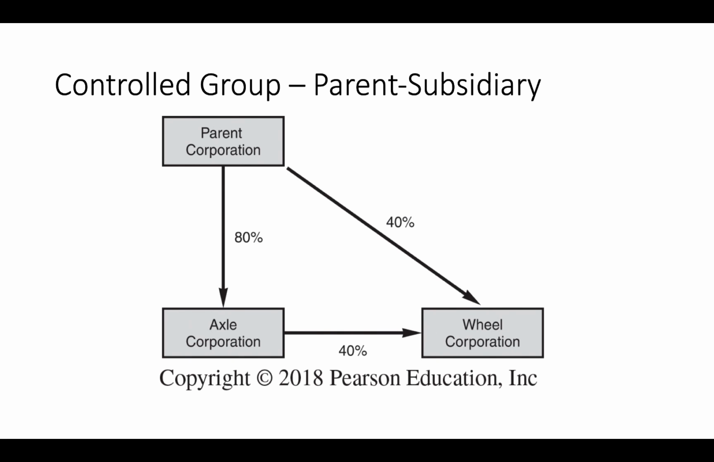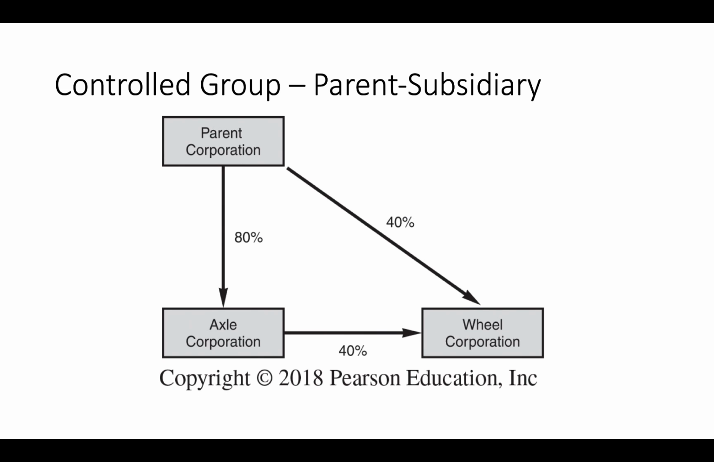So the first one we talk about is a parent-subsidiary controlled group. This one is when there are one or more chains of corporations connected through stock ownership with one common parent, and 80% of the stock of each corporation except the parent is owned by the corporations in the group, and the parent owns 80% of at least one other corporation.